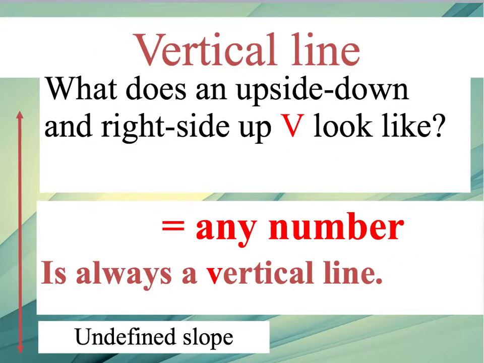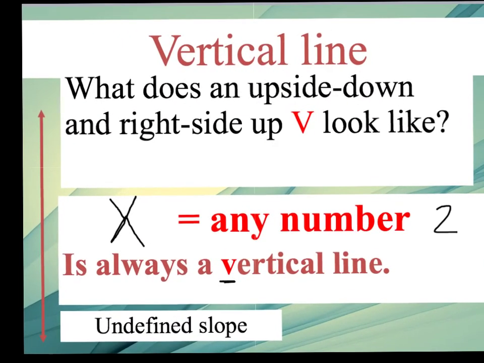I'm going to ask you a question about this when you come to class, so be prepared. Okay, vertical lines. What does an upside down and right side up V look like? Well, if I have a right side up V and an upside down V, it looks like an X. And when X equals any number, so think of any number X could be, let's say that X is 2. If X equals 2, it is always a vertical, and there's the V, always a vertical line. And when you have a vertical line, here's one graphed on the side for us. Whenever you have a vertical line graphed, your slope is always going to be undefined.